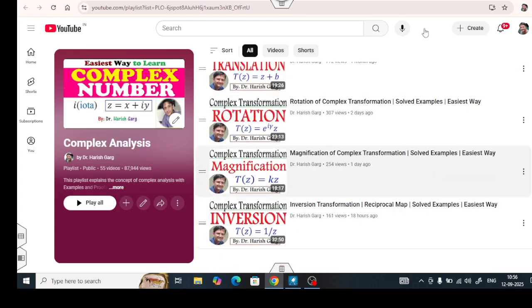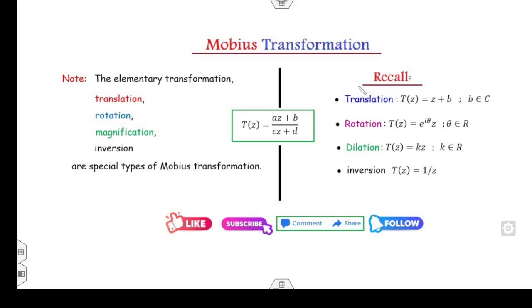Now, as we have studied in previous lectures, inversion, magnification, rotation and translation are all special cases of Mobius transformations. How? In the case of translation, if I substitute A as 1, C equal to 0, D equal to 1, then the Mobius transformation becomes a translation. Similarly, in the case of rotation, if I choose A equal to e raised to the power i theta, which is a constant number independent of Z, B equal to 0, C equal to 0, D equal to 1, then the Mobius transformation becomes a rotation.